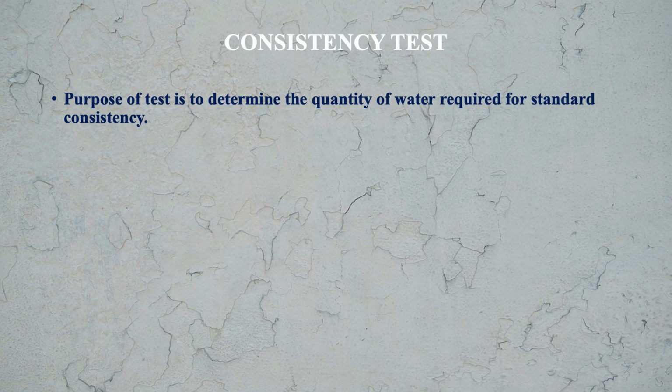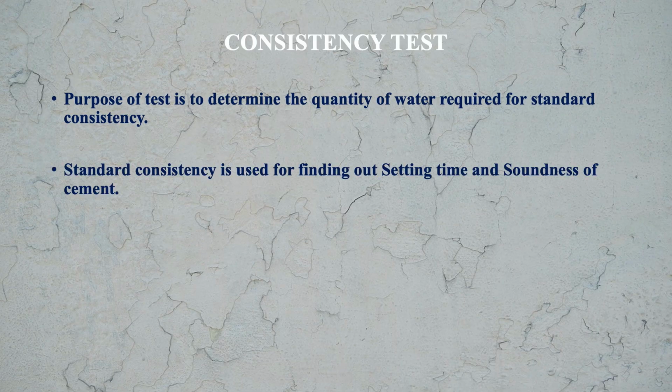Now, the consistency test. The purpose of the consistency test is to determine the quantity of water required for standard consistency. Here we want to know how much water is required to achieve the standard consistency of cement. Standard consistency is used for finding out the setting time and soundness of cement. These are the tests that we will discuss later.